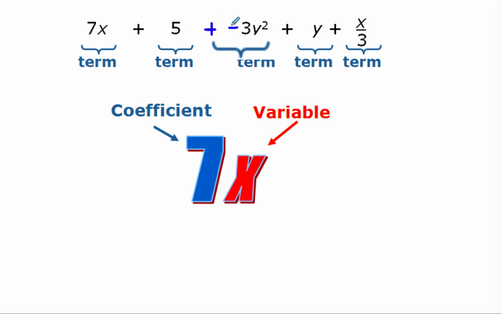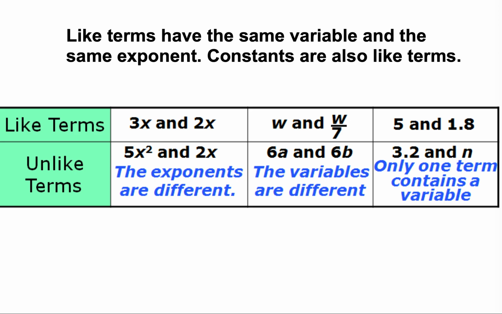So when I'm finding my terms, I have to change everything to addition, and that way it makes it a little easier to see. When I'm subtracting a term, it's really like adding a negative value. And then sometimes you'll see division. It's kind of rare, but occasionally you will. X divided by 3 is also considered a term. Like terms have the same variable and the same exponents. Constants, which have no letter, are also like terms.